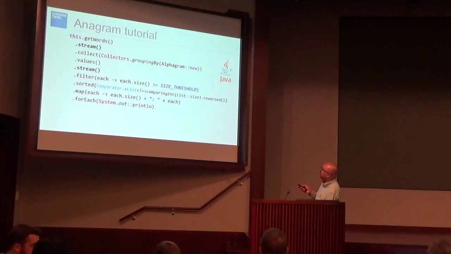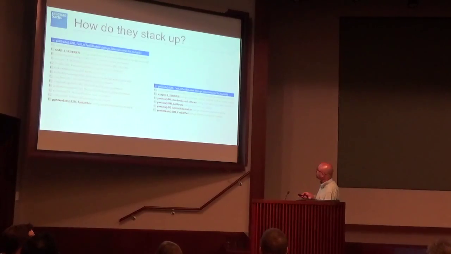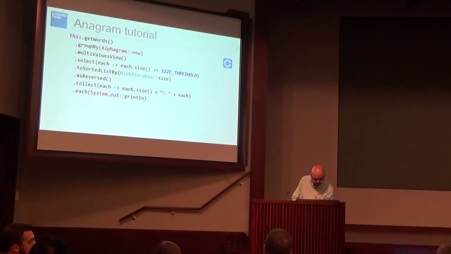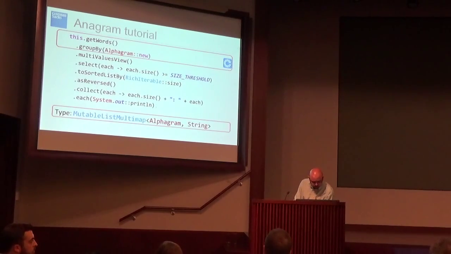The Java version has two streams that we actually have to process through in order to get to the collection itself. So we look at how it looks in the GS collections equivalent. In GS collections, we again have to do the getWords in order to get the list. But now, as I mentioned earlier, we can simply do a groupBy. The groupBy would give us a multimap, because it is a mutable list, and it provides us a multimap to do the groupBy.